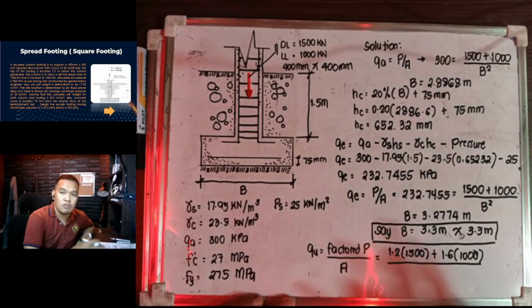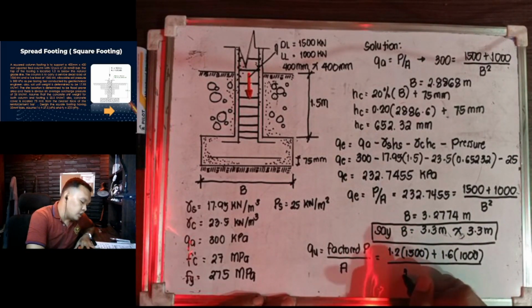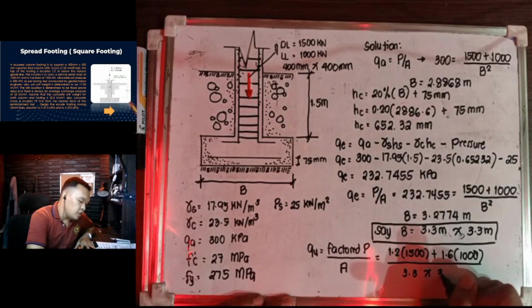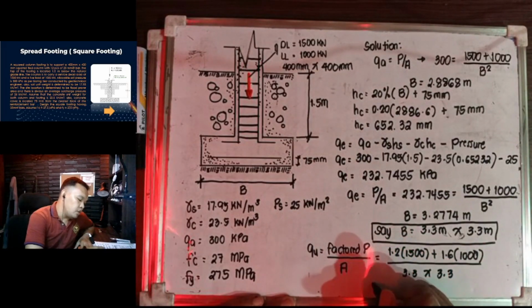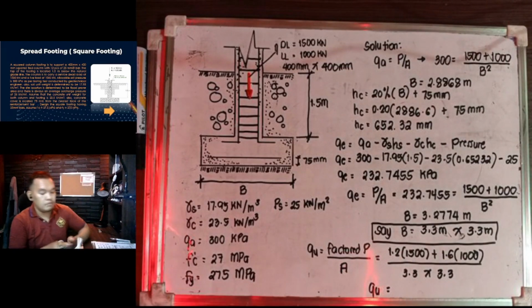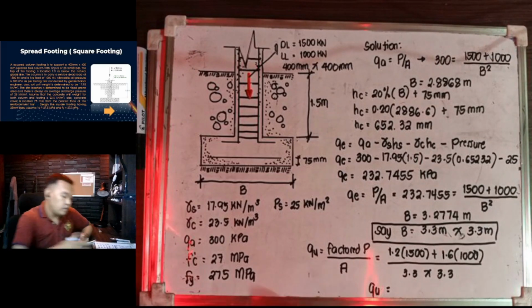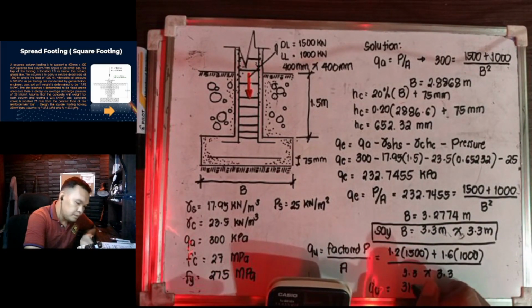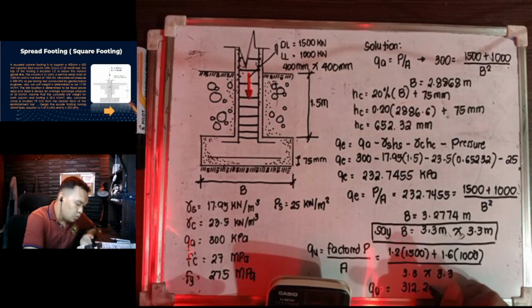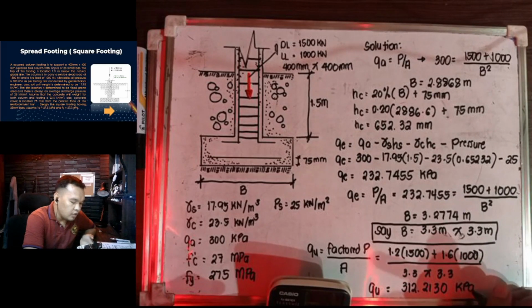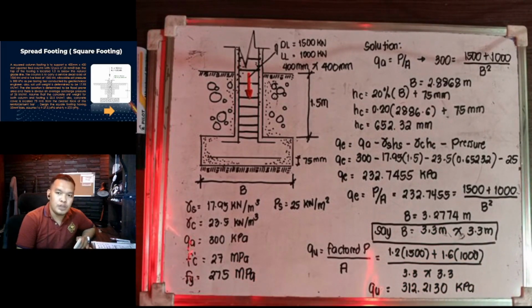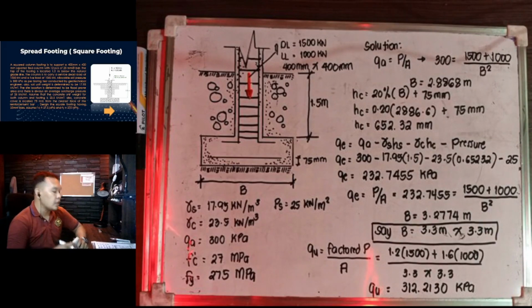Ito na mismo yung rounded off na. No? 3.3 times 3.3. The value of QU is equivalent kay 1.2 times 1.5 plus 1.6 times 1,000 all over 3.3 times 3.3. So we have here 312.2130 kPa. Okay? So, yan na yung QU natin na. Pakatandaan po yung QU.